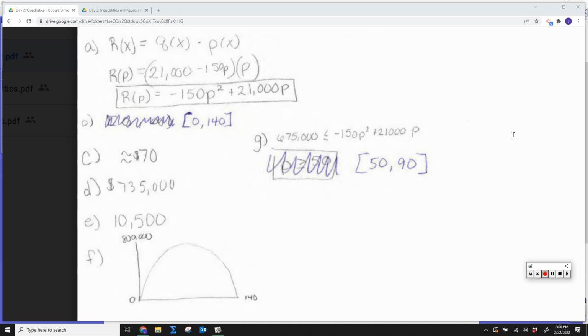Now think about this from a real world situation here. We can charge $0 for the calculator, which means we make nothing, we just give them all away. Or we can go and charge $140. If we charged $140 for the calculator, based on the marketing department who came up with this data and researched it, how much money would we make if we charged that much? Zero. No one would buy it.